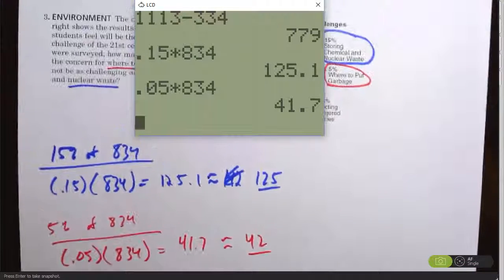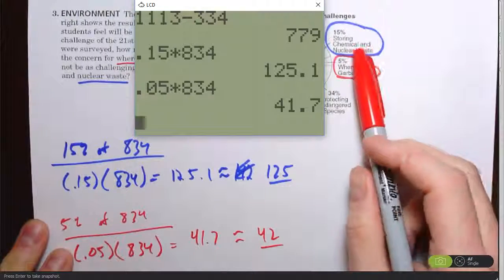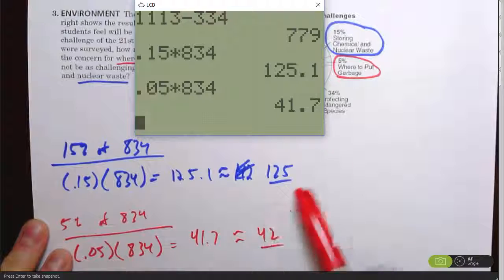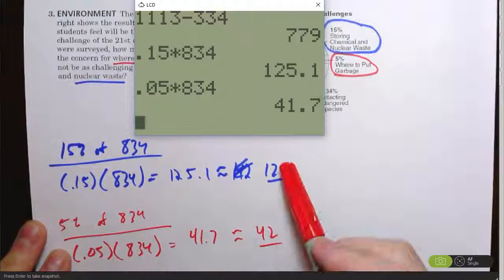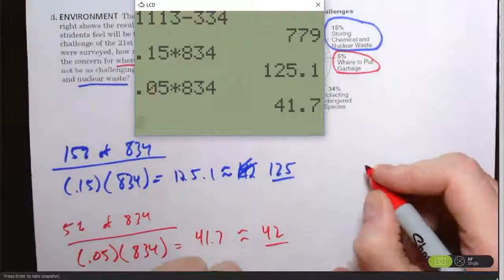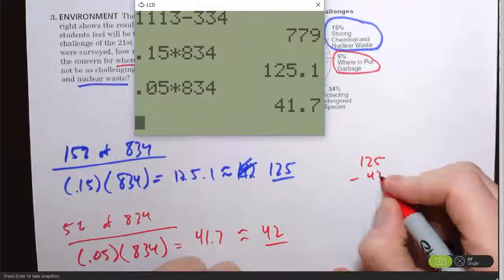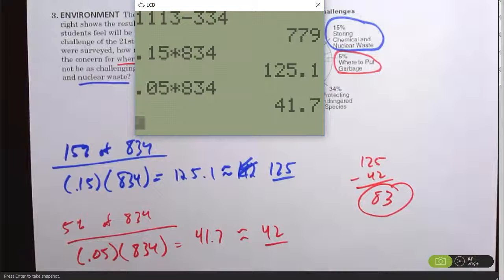All right. So again, we found 15% of 834 to figure out who was worried about storing chemical waste. 5% is worried about where to put garbage, which is about 42 people. So how many more are concerned about storing waste than putting away? Well, we'll do 125 minus 42, which gives us 83. So in our survey, 83 kids were more concerned about where to store nuclear and chemical waste than where to put garbage.